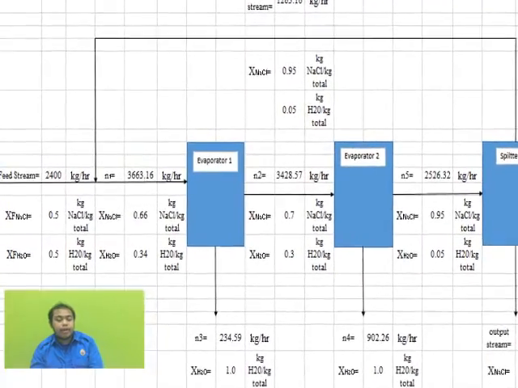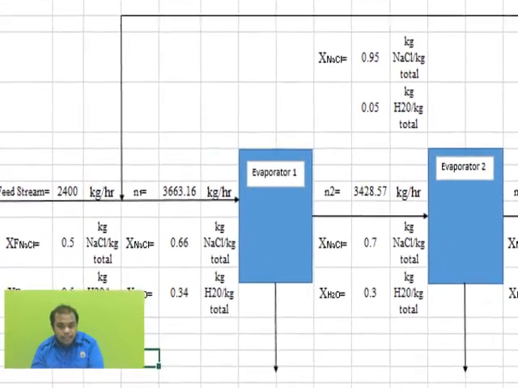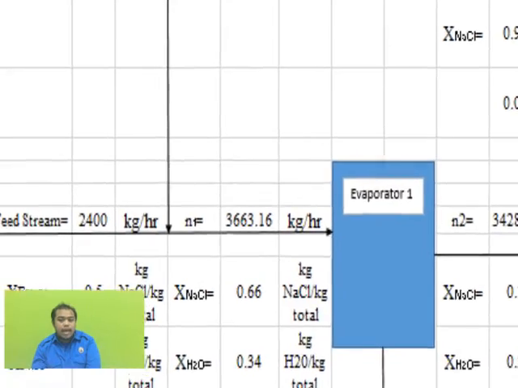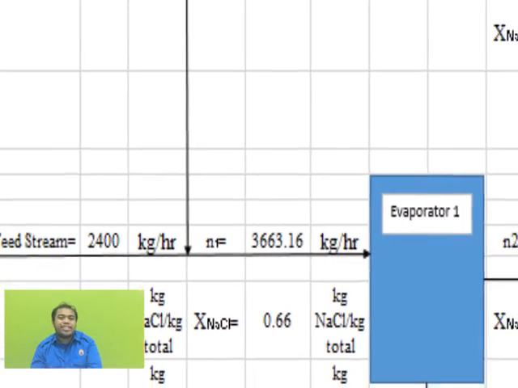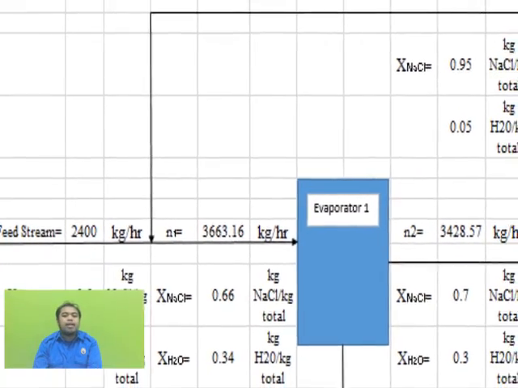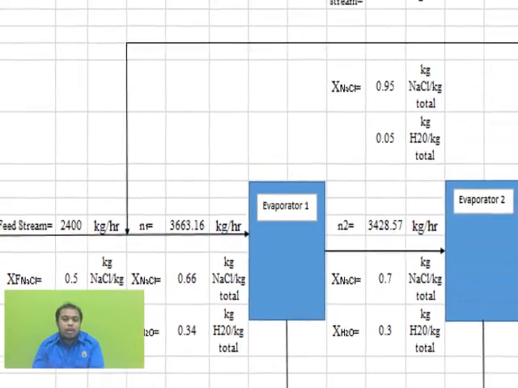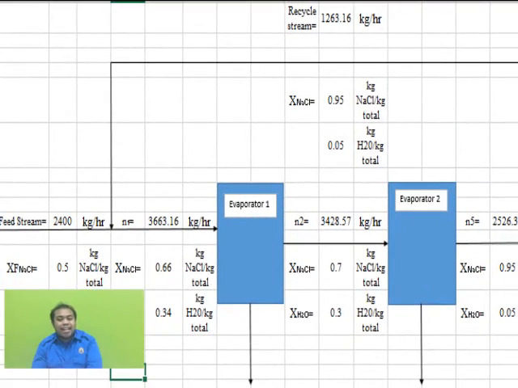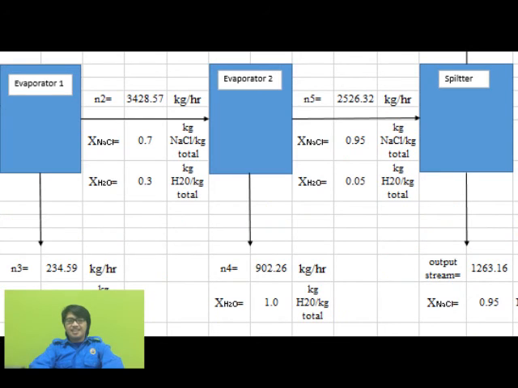At the mixing point, the feed stream is mixed with the recycle, and the feed stream is 3666.15 kg per hour. Then another stream is fed into evaporator 2. The feed stream is 927.52 kg per hour. At evaporator 2, H2O is evaporated from the system.